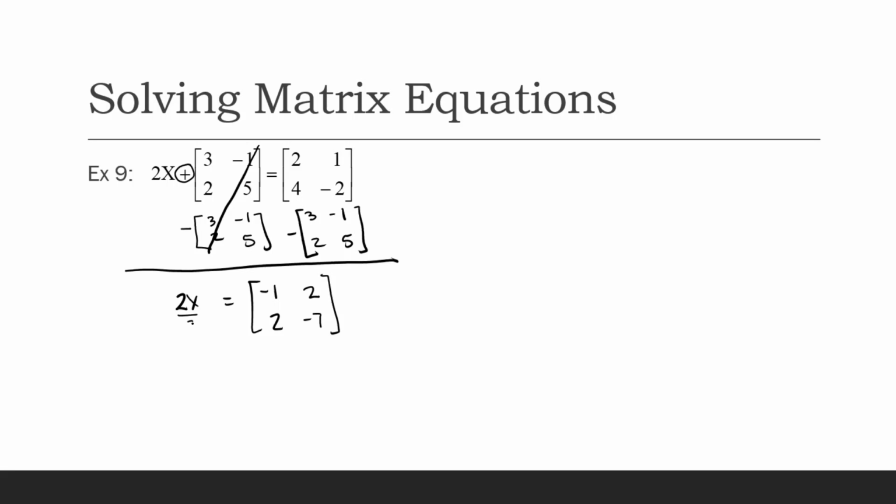Now I'm going to divide by 2, which means I'm going to divide this entire matrix by 2, and x will be negative 1/2. 2 divided by 2 is 1. 2 divided by 2 is 1, and then negative 7/2. And so I can find the missing piece. Because there are matrices in the equation, the answer will be a matrix.